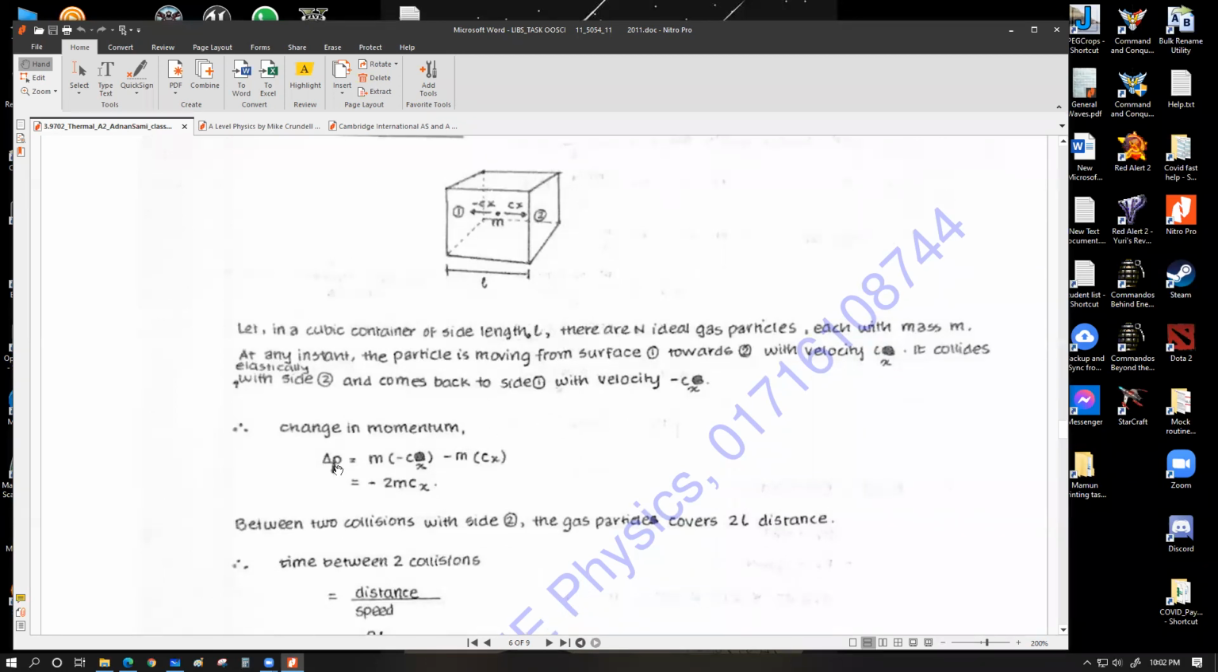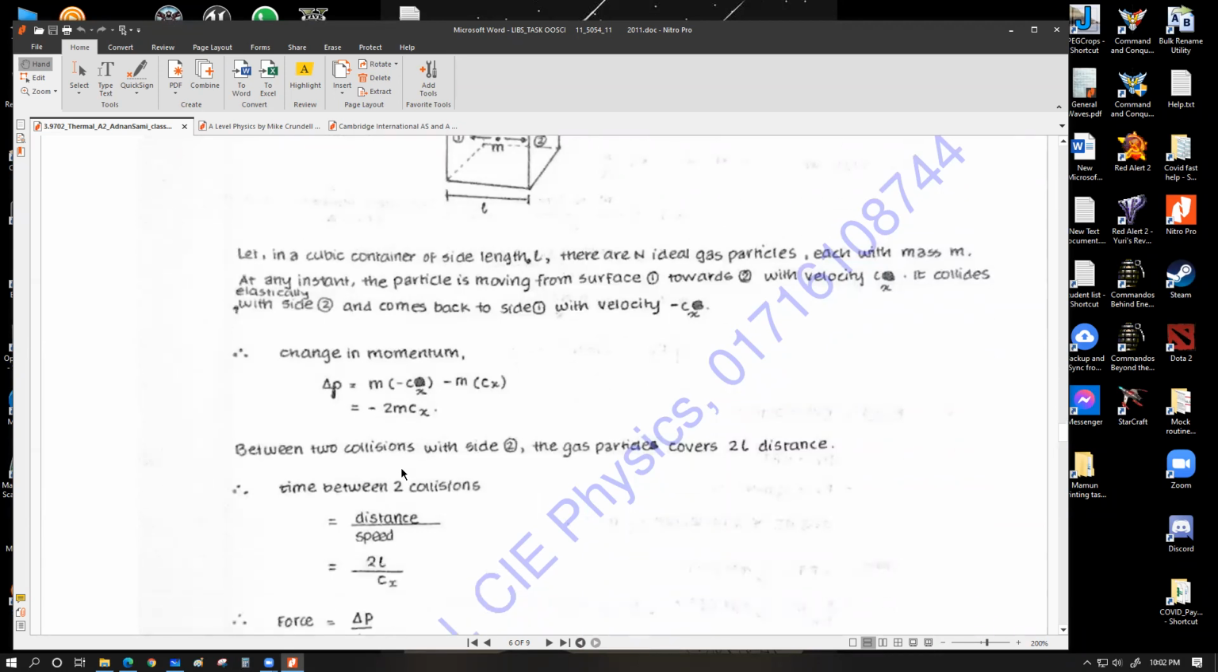The change of momentum would be delta p equals m into minus cx minus m into cx. So final momentum minus initial momentum, this gives you minus 2mcx. This is the change in momentum.